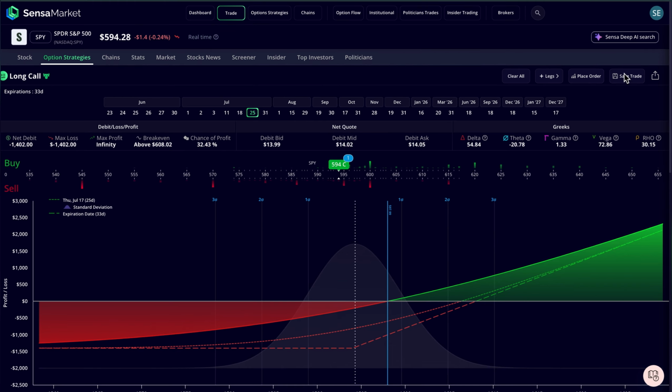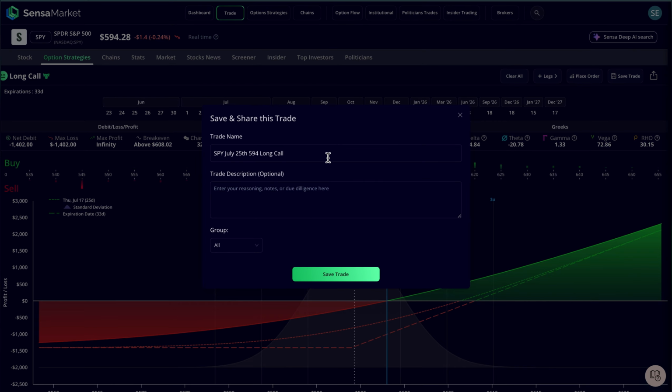Now I'm going to save this trade. It automatically provides a default name, but you can come in and rename it to whatever you like. You can also add notes about the trade and even organize it into different groups for better tracking.